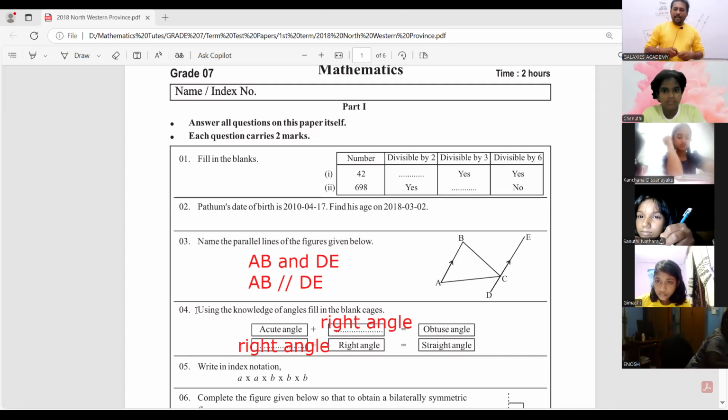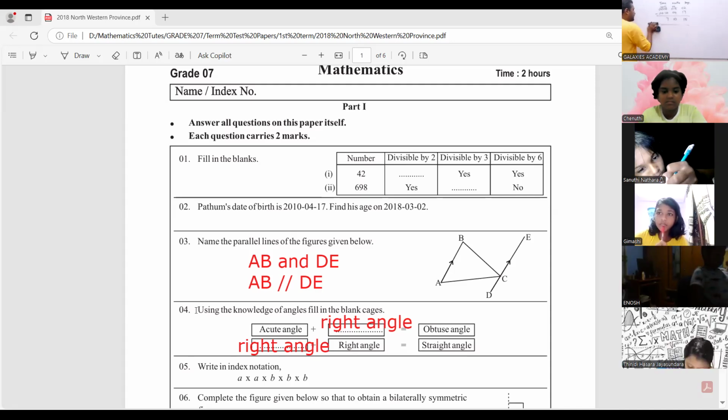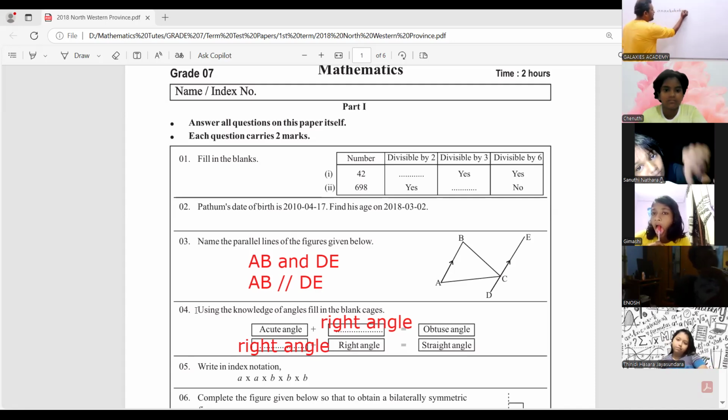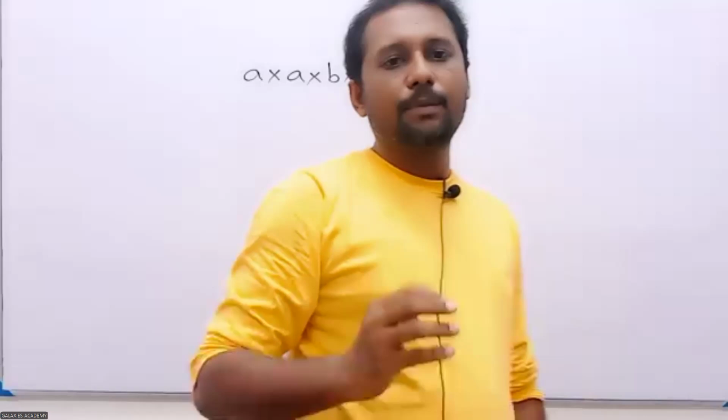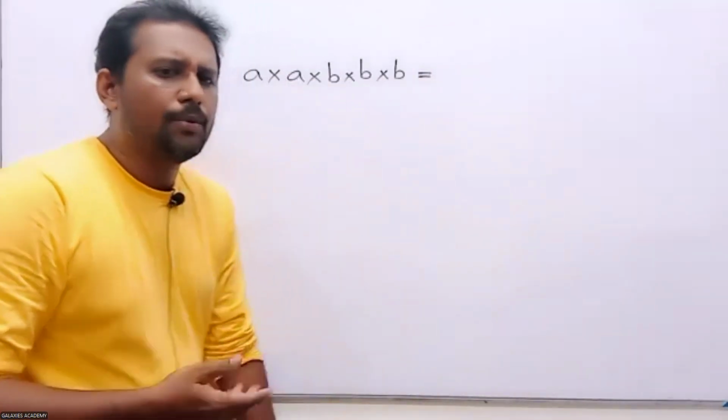Right, then we can go to discuss the fifth question. Question number 5, look at. The fifth question is given from the integers lesson. The expanded form is given, and you have to write the index notation, no? What is the expanded form given? A multiply A multiply B multiply B multiply B. You have to write the index notation. Index notation means you have to write it as powers. How can you write this one?